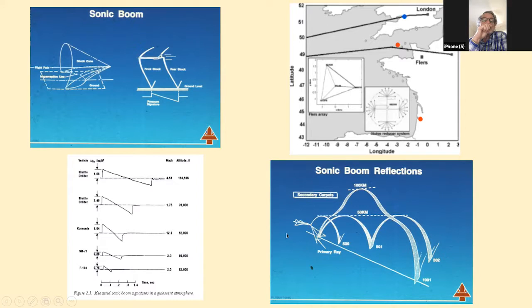The secondary boom, so-called, actually comes from a reflection of the primary boom off the ground. It goes up to about, in some cases, 500 kilometers, where a combination of temperature gradient and wind refracts it and sends it back down, and it could bounce again. Or it could even get up to 100 kilometers and then bounce back down.